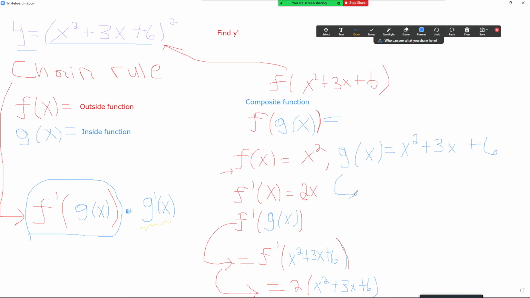Hence, let's draw a squiggly line to separate these things. g prime of x represents the derivative of your inside function. So the derivative of x squared, we do these one by one as we go down, is 2x. And the derivative of x is just 1, so for the 3 here this becomes 3. And always remember the derivative of a constant is always 0. So hence, g prime of x must be 2x plus 3.